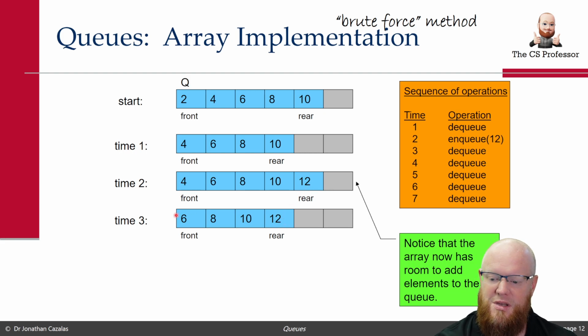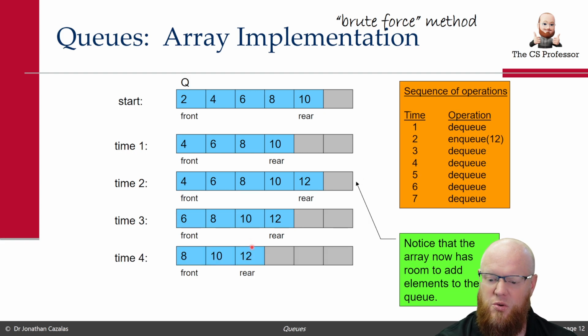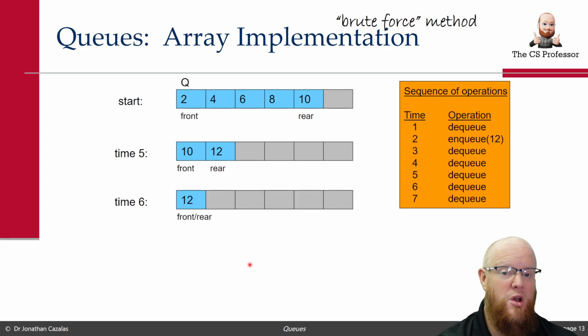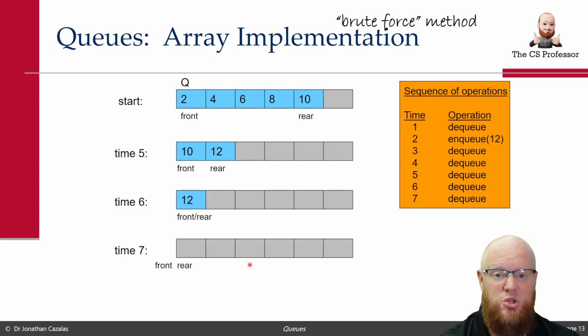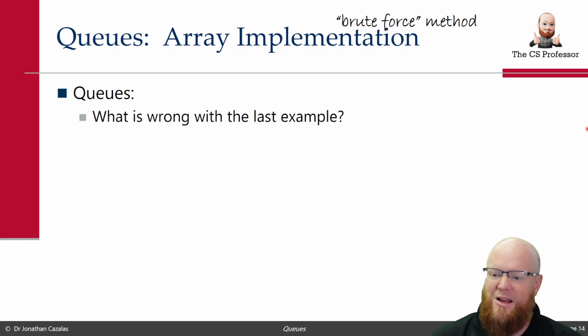At time 3, we did this dequeue. Now at time 4, we do another dequeue. So 8, 10, and 12 shifted to the left. And of course, rear changed. Front is never changing, but rear is changing, and everything is shifting over, which is going to be a super, super slow operation. So what's wrong with this actual example?